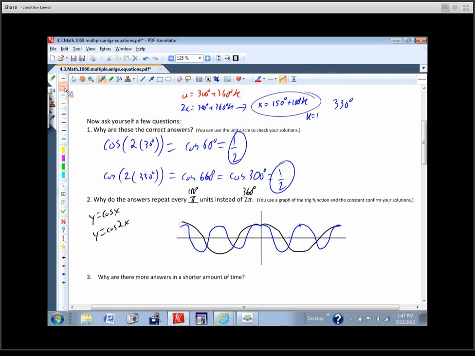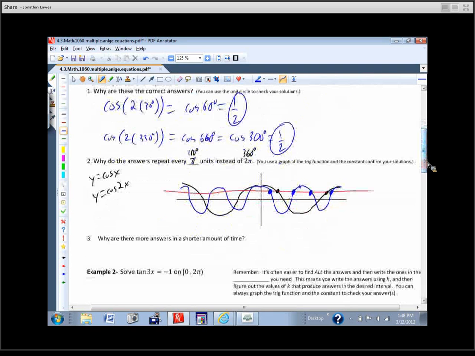Okay, so now let's graph 1/2. For the black one, it only intersects here and here. Let's just take that side. Look how many times it intersects here. 1, 2, 3, 4. Because it's cycling twice as fast, it's going to produce twice as many answers in the same amount of time. So does everybody see why it's going to repeat every 180 degrees rather than every 360?